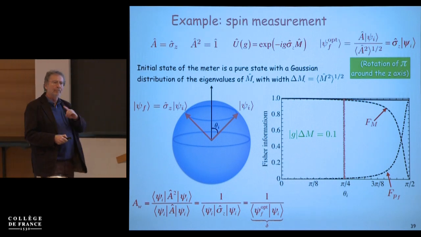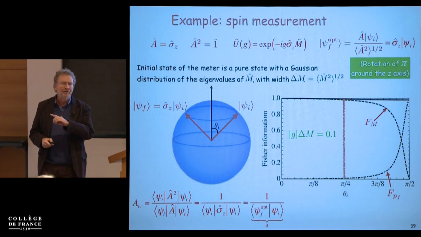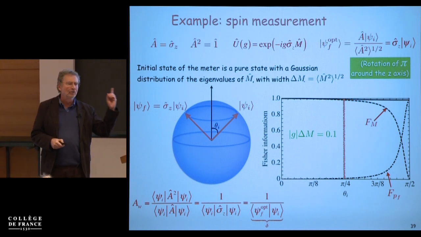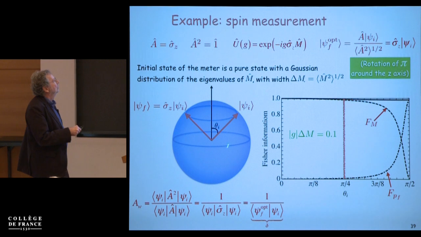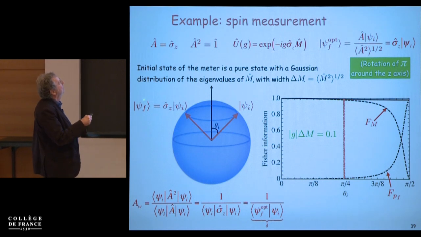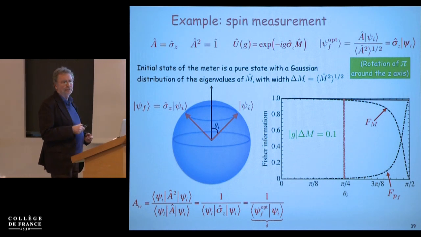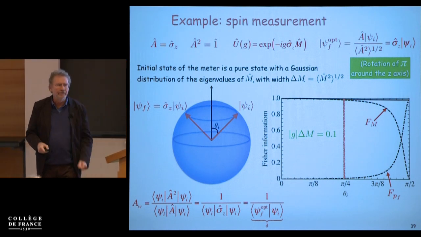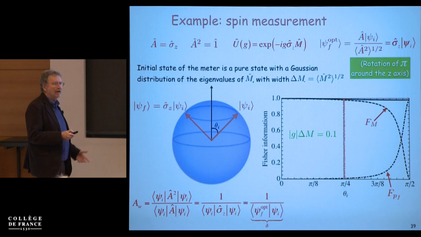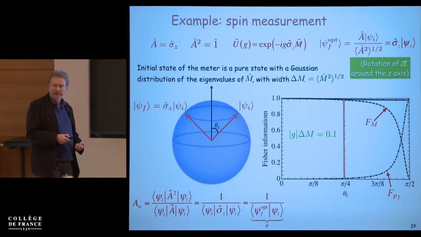Now, sigma z applied to psi I on the Bloch sphere means a rotation of pi around the z-axis. So if you start with psi I like that, this is psi f, just a rotation of psi I around the z-axis. Now, we take as the initial state of the meter a Gaussian distribution of the eigenvalues of m with some width given by this expression here. Okay? That's the standard deviation. Remember that the average of m we take is equal to 0.